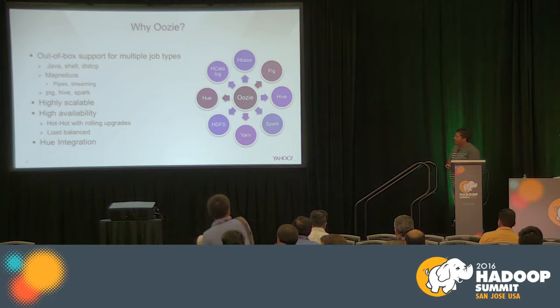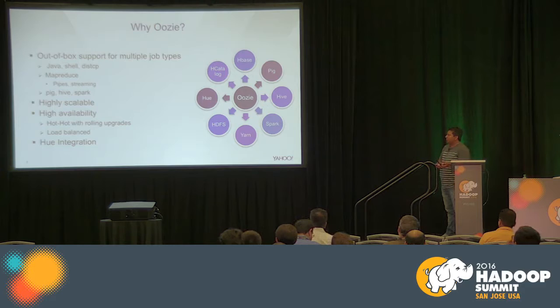It is highly scalable. It is highly available with support for hot-hot setup, with rolling upgrade and zero downtime. Oozie servers in HA are fully load balanced. It can be integrated with Hue.